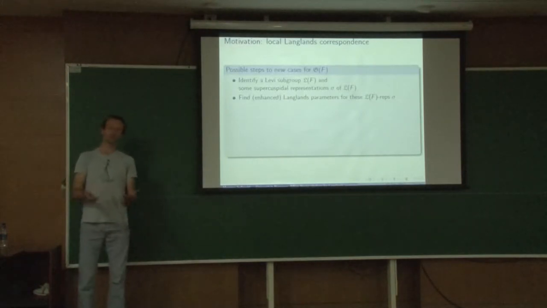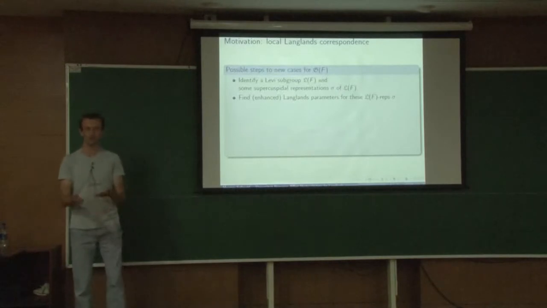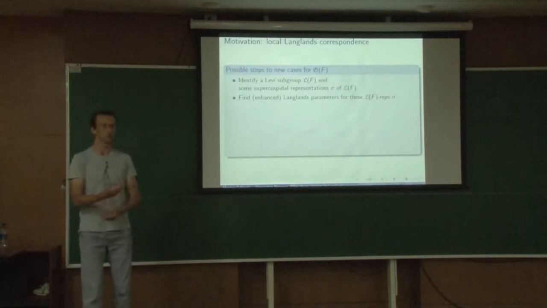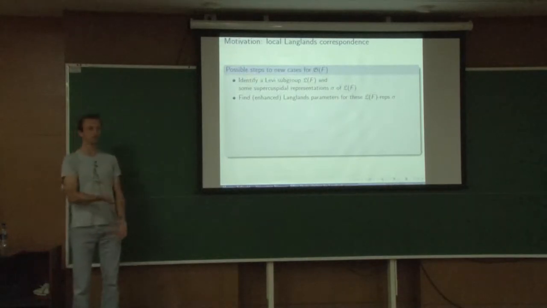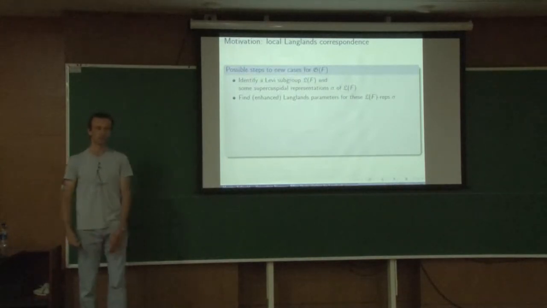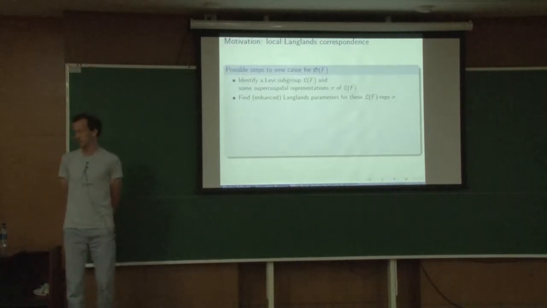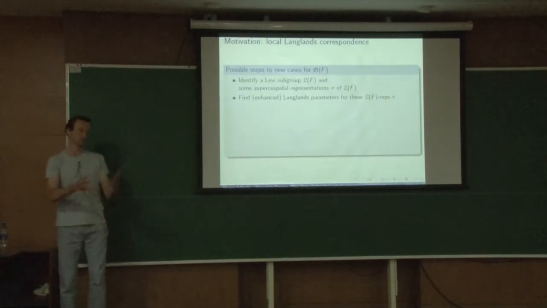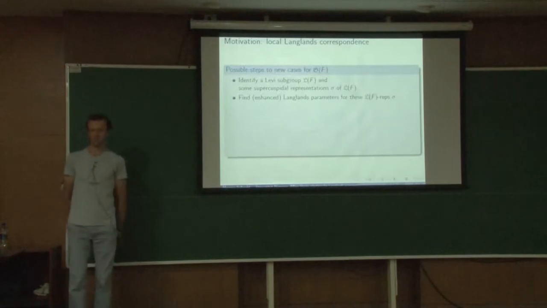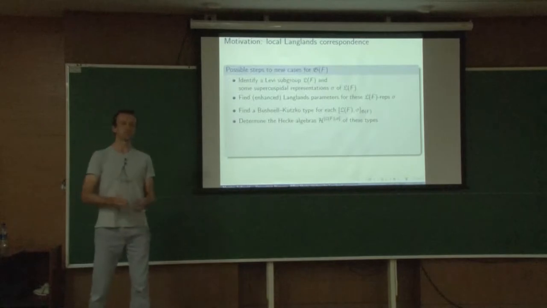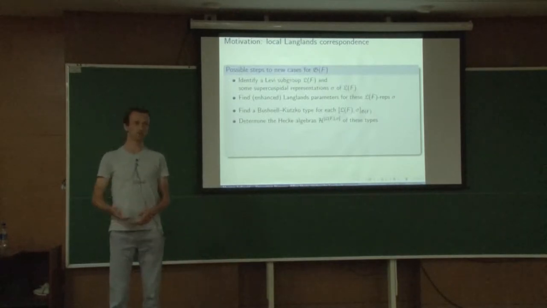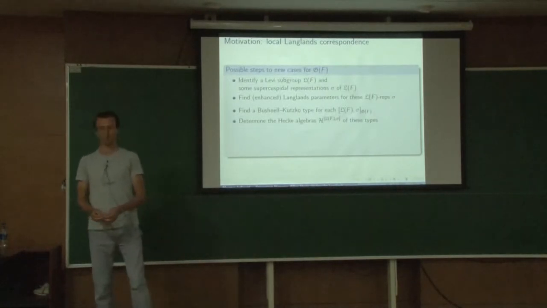So what you do is you start with some supercuspidal representation of a Levi subgroup of a given reductive p-adic group. If you're lazy, you take as your Levi subgroup a torus and a representation of that, because those are very well understood. And then you attach to that a Langlands parameter for tori, which is also well known, also for GL_n(F). And then try to find a so-called type, a notion established by Bushnell and Kutzko.